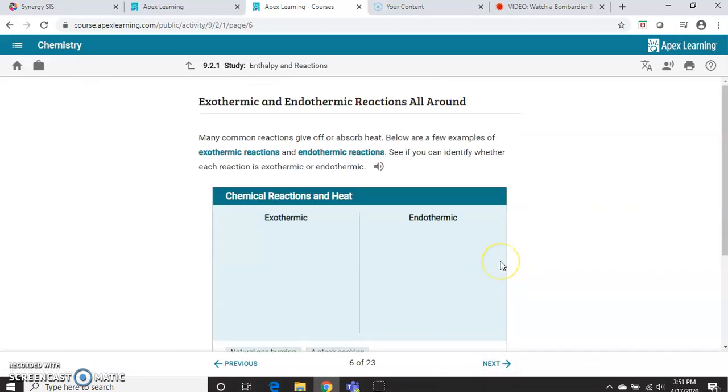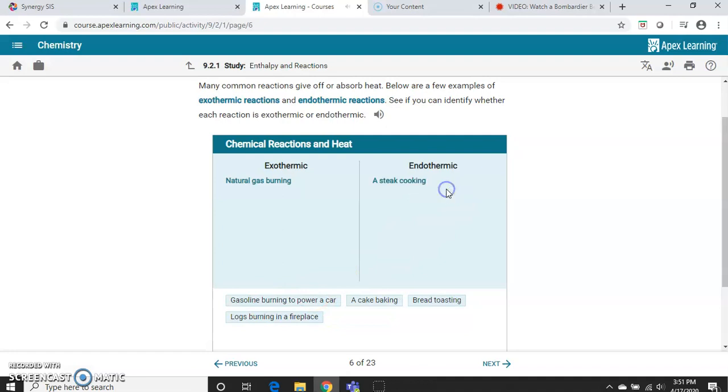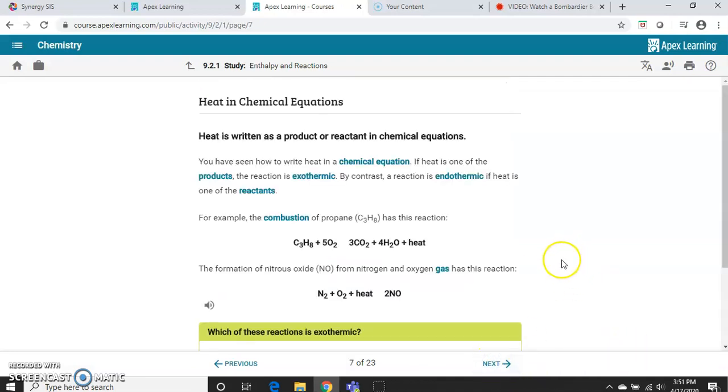On this one, we also have different examples, and remember from before, which one's exothermic and which is endothermic? If the heat is given off, it's often a combustion or a gas or something going on. If it's endothermic, often it's going to be cooking. So I'll give you one right here. Natural gas burning, exothermic. We have steak cooking. So anything that's cooking goes on this side, anything that's burning is exothermic. And you should look at it right.